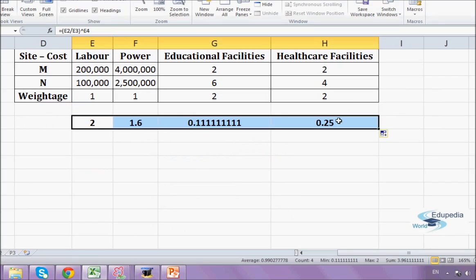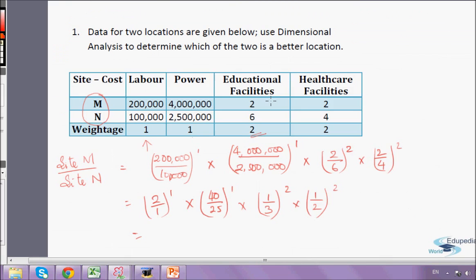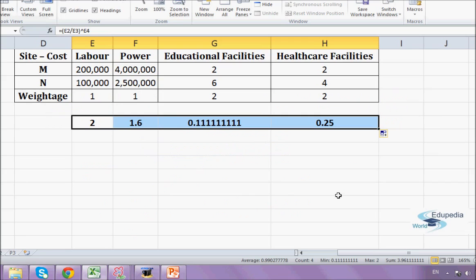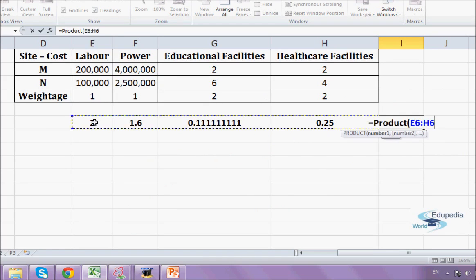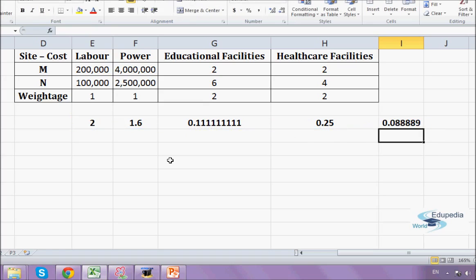Therefore, when I drag these up to the last one, I get the values here. Fine, and that's what we have here. 40 by 25 would be 8 by 5, and 8 by 5 is nothing but 1.6. Here we have 1 by 3 raised to power 2, and here we have half raised to power 2. Now the product of all of these, let's calculate the product of the values from the first till the last would be 0.08.